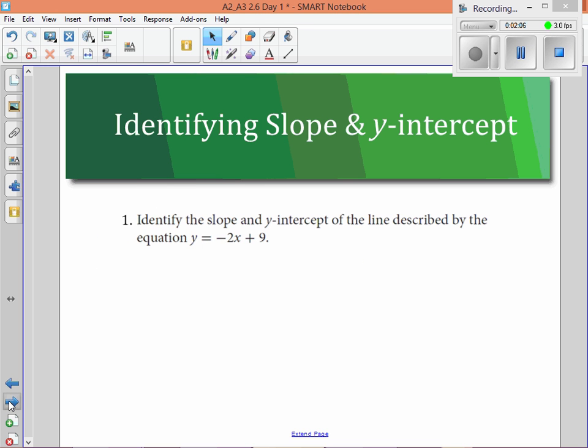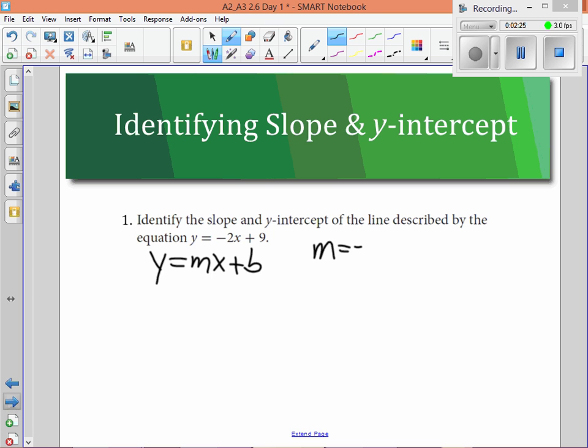Okay, identifying slope and the y-intercept. So, these next few, I'm going to give you a couple of equations in slope-intercept form, and I want you to identify the slope and the y-intercept. Really easy stuff. And that is simply, because it's in the form of y equals mx plus b, we're identifying m and b. In this case, m is negative 2. It's the coefficient to x. B is positive 9. So, when I ask you to identify the slope and the y-intercept of the line described by the following equation in slope-intercept form, if it's already in slope-intercept form, it's really easy to do. Slope is negative 2, y-intercept is 9.